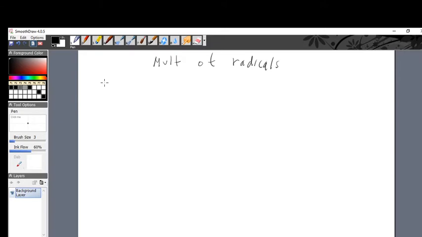I think I'm up to calling it problem number 3. I'm pretty sure that's what we're up to. And here's what it looks like. 4 square root of 5 plus square root of 6 times 4 square root of 5 minus square root of 6.